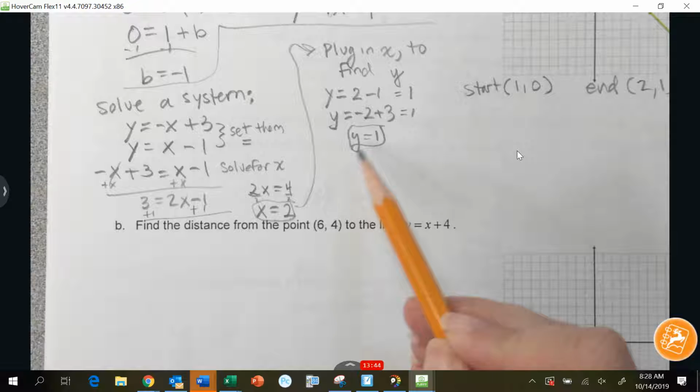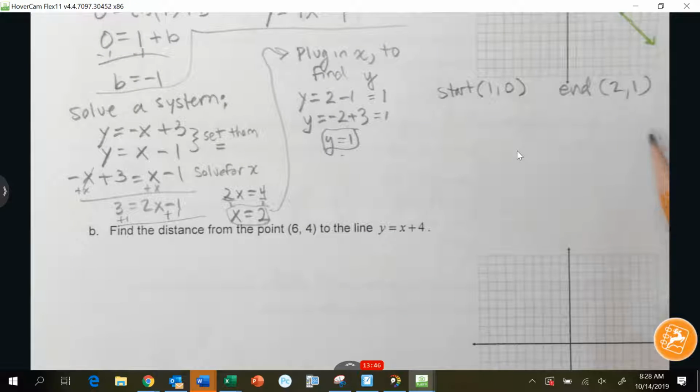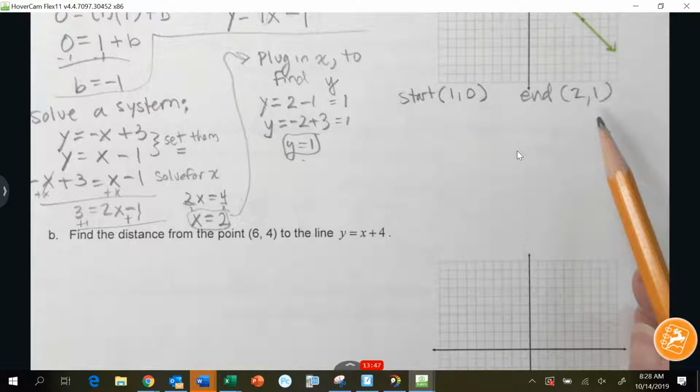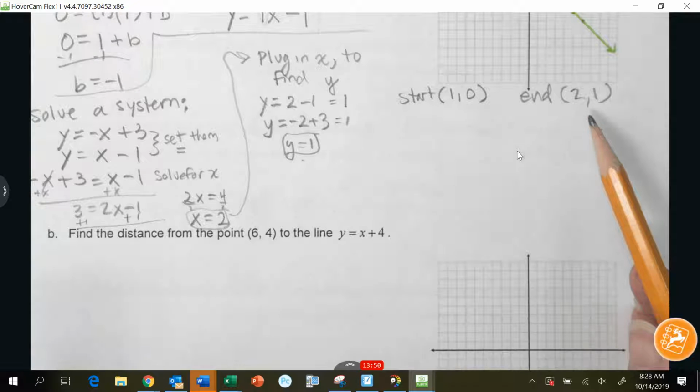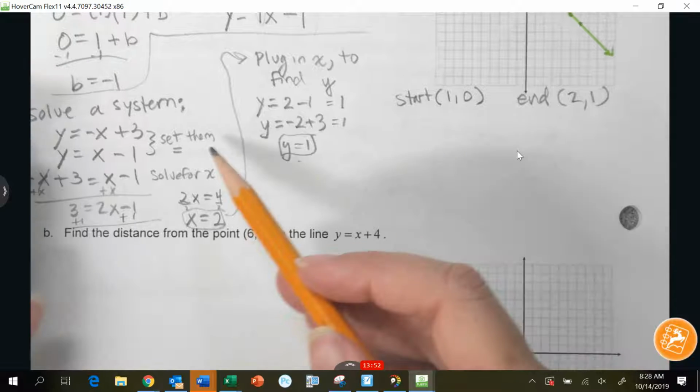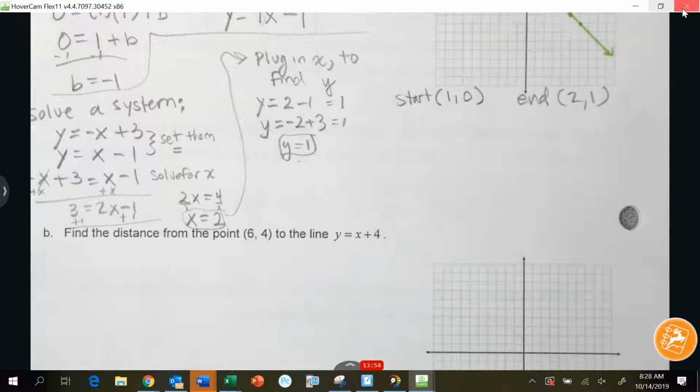So we have x equals 2, y equals 1. Now, remember Raylan told me the endpoint was at (2, 1). We could see that from the graph, and I just showed you algebraically how we can find it. We're going to practice algebraically today, and sometimes it's not so easy to find it.